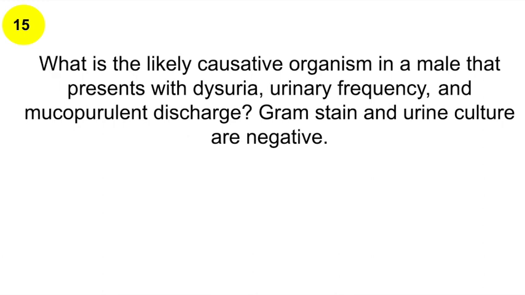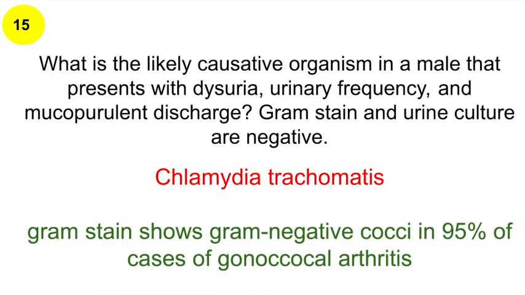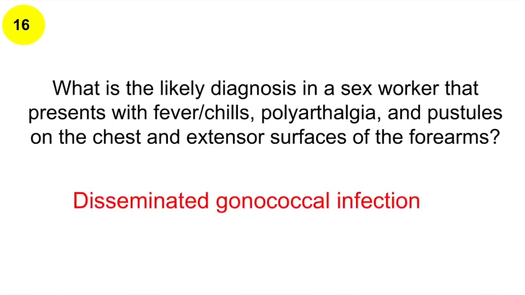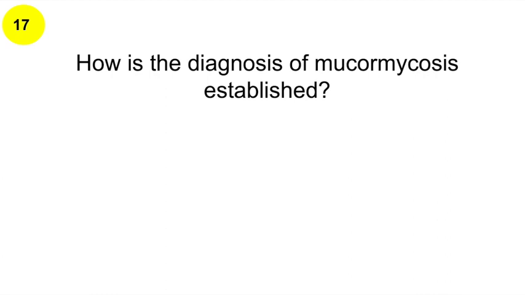What is the likely diagnosis in a sex worker that presents with fever, chills, polyarthralgia, and pustules on the chest and extensor surfaces of the forearms? Disseminated gonococcal infection. How is the diagnosis of mucormycosis established? Sinus endoscopy with biopsy and culture.